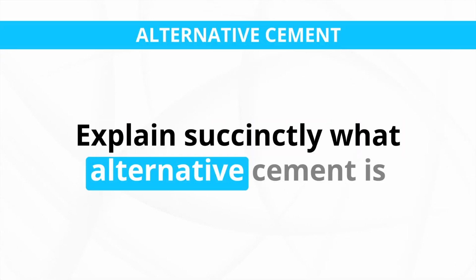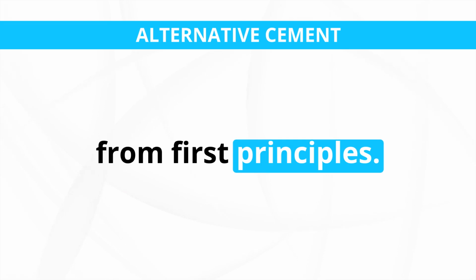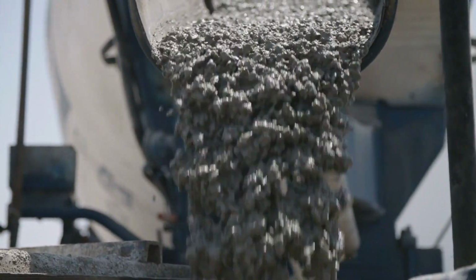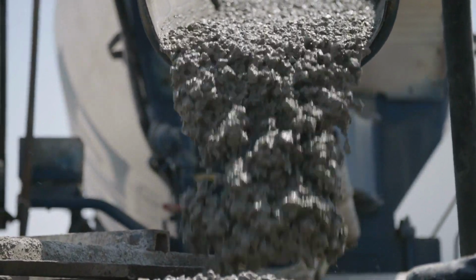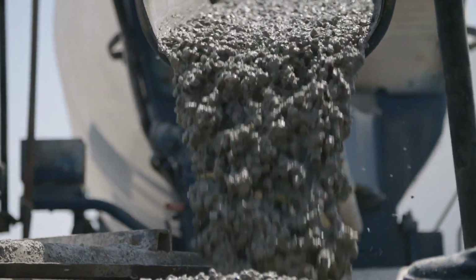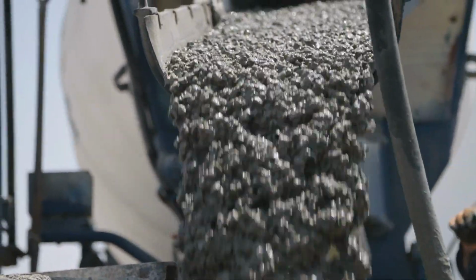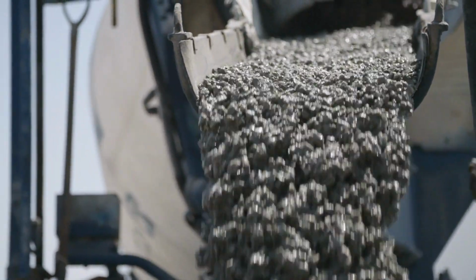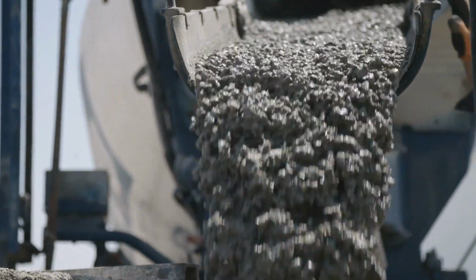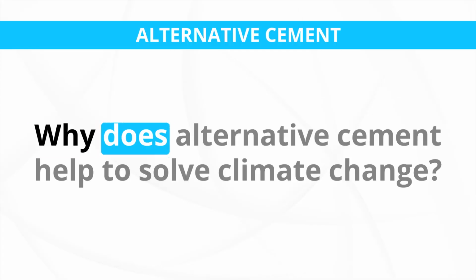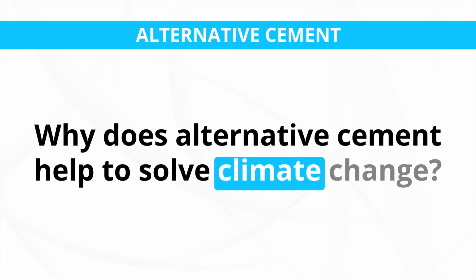Explain succinctly what alternative cement is from first principles. Alternative cements, also known as green or low-carbon cements, refer to innovative cementitious materials that serve as substitutes for traditional Portland cement in construction application. These materials often have reduced carbon footprints, either by utilizing different raw materials, incorporating industrial byproducts, or adopting more energy-efficient production processes. Why does alternative cement help to solve climate change?